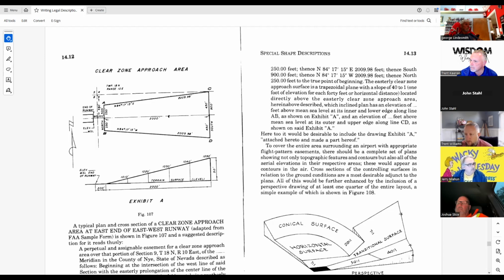Anyone have an experience with navigational easements? Ever had to write one or retrace one?